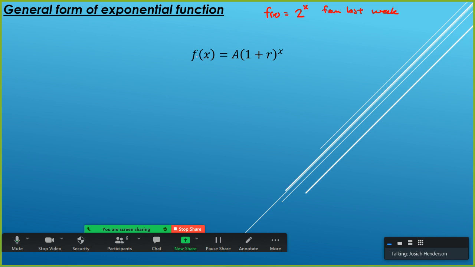Below in black, this is our general form of all exponential functions, and it's the one that we're going to use to find growth or decay of different scenarios. So copy this down. Make sure you have this black formula written down in your notes. Now let's add to it as to what all the different parts are.